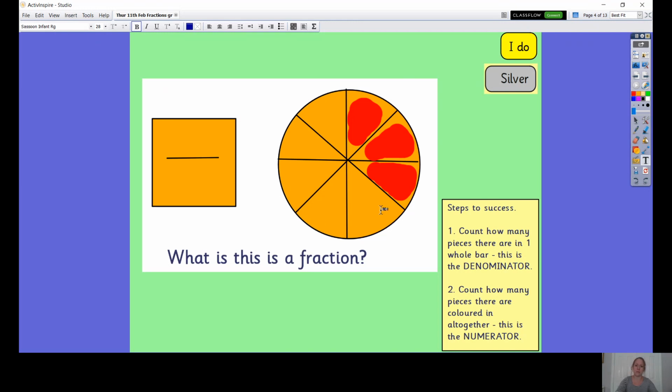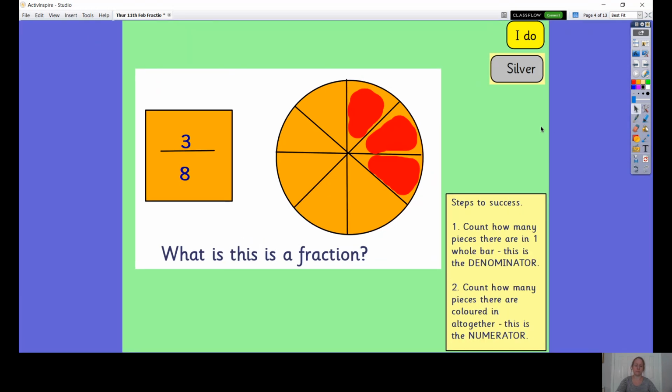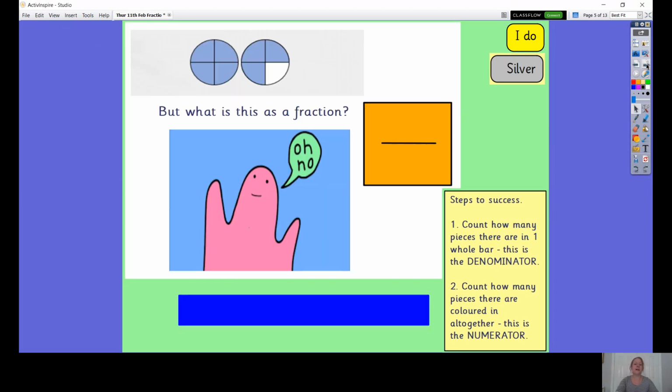Because they've got to be equal pieces on the bottom. Okay, so the number on the bottom, the denominator, is determined by how many equal pieces there are. And there are 8 equal pieces, so we're going to put 8 on the bottom here. And then, just as our steps to success says, count how many pieces there are coloured in altogether. And I can see there are 3. So this is the numerator. So that's 3/8, okay? Those are the fractions that we know and love. I really do love fractions.